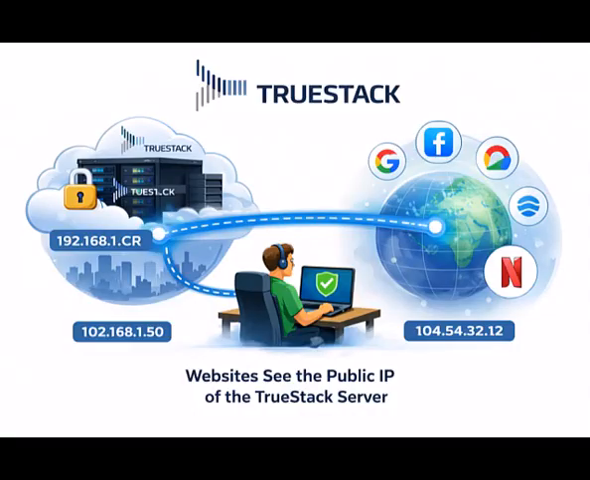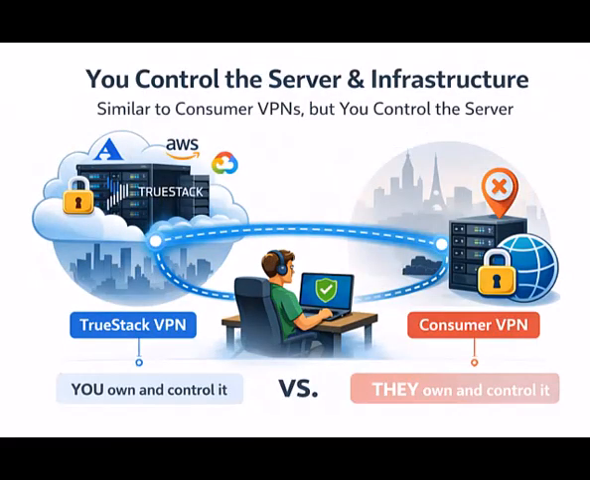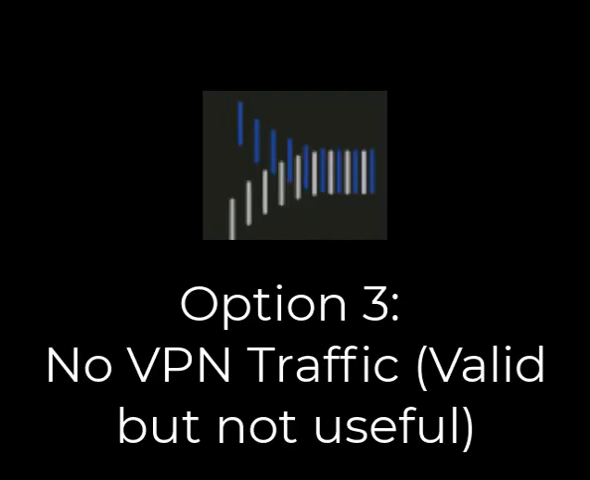The computer appears to be browsing from the location of the TrueStack server, for example, an Azure or AWS data center, rather than the user's physical location. No internal servers or cloud networks are accessible. This is similar to how consumer VPNs are commonly used, with the difference that you control the server and the infrastructure.